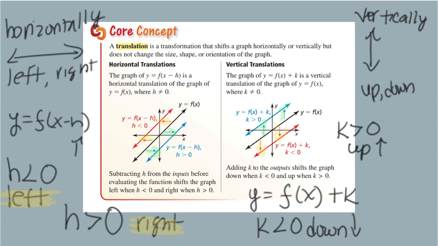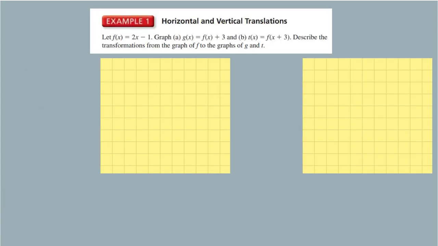Okay, let's do some examples. Here, horizontal translation and vertical translation. Let f of x equals 2x minus 1. Graph A, g of x equals f of x plus 3. And B, t of x equals f of the quantity x plus 3. So in a way, we recall on a previous slide, here, this is who? That's our parent. That's what we're going to compare it to, okay?